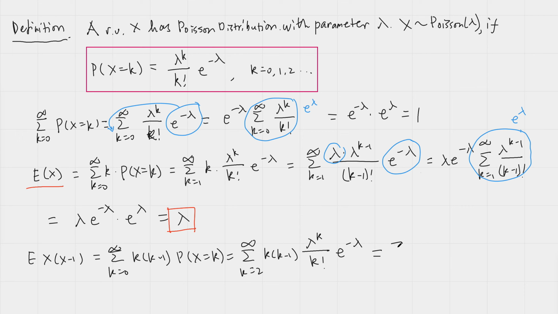So this is equal to the summation from k equals 2 to infinity. The denominator becomes k minus 2 factorial. Now we're going to write lambda to the k as lambda squared times lambda to the k minus 2, times e to the negative lambda.